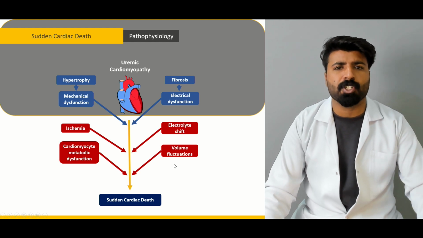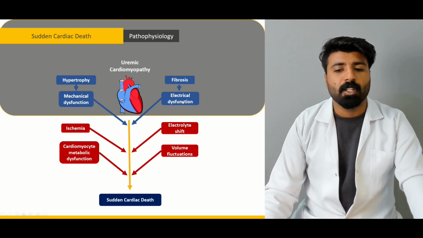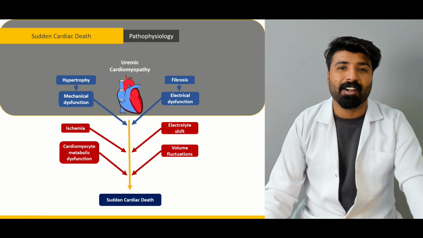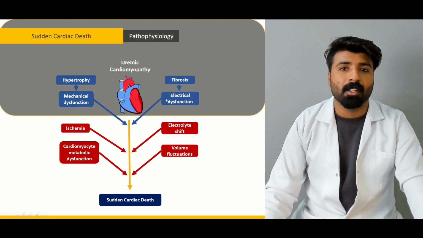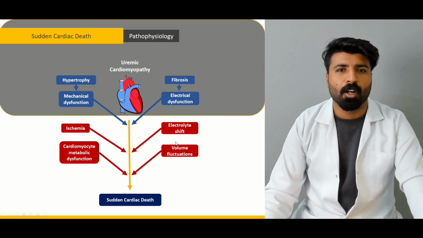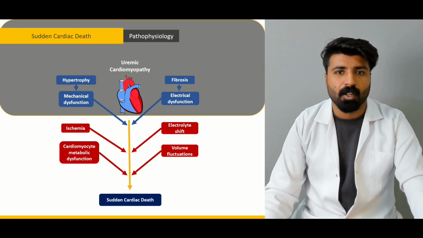How will they lead to volume fluctuations? Actually, electrical shift and electrical dysfunction will lead to abnormal cardiac rhythms. Those abnormal cardiac rhythms will lead to volume fluctuations, and maybe that volume is not enough for a chamber, maybe the left ventricle does not have enough volume of blood to pump to the whole body, and that will lead to compromises on certain levels of blood supply. That can also lead to compromises on even the heart's own coronary blood supply, and that may lead to sudden cardiac death. So this is the pathophysiology of sudden cardiac death.